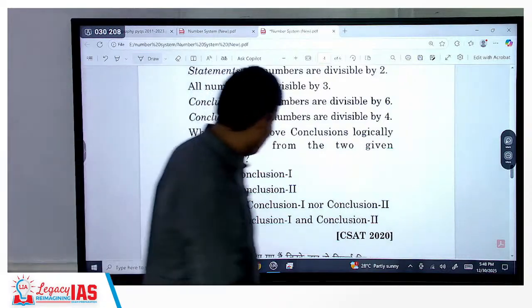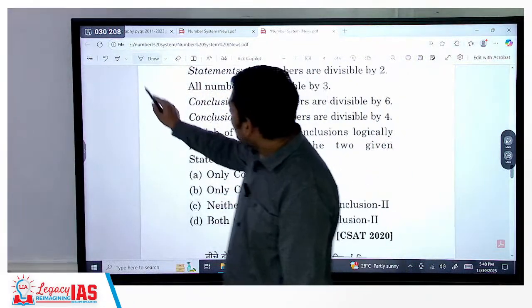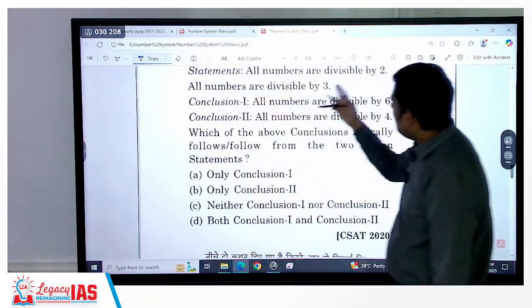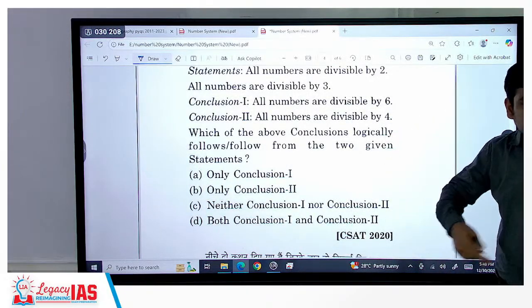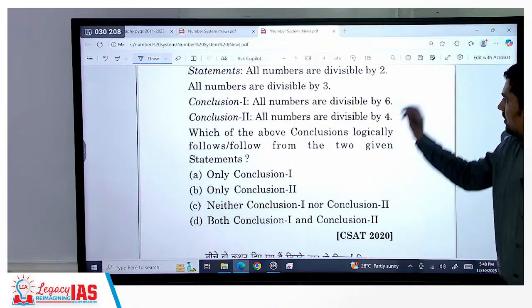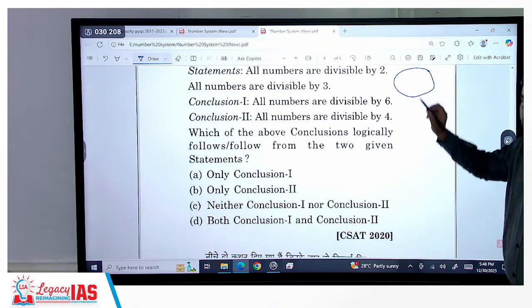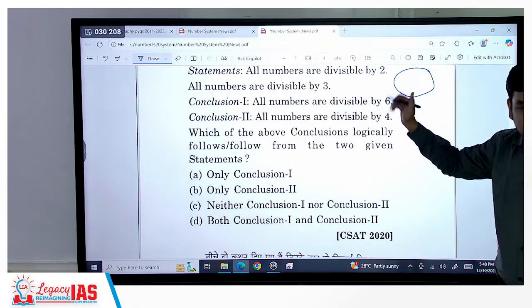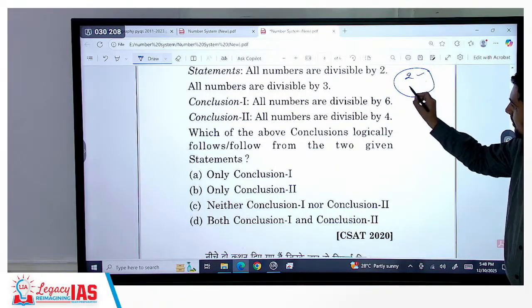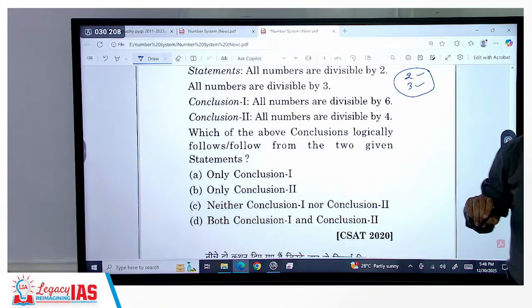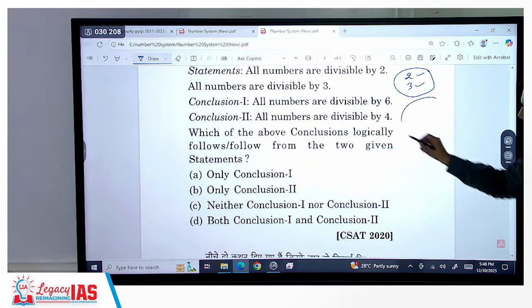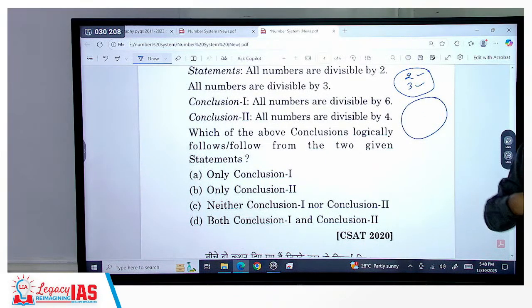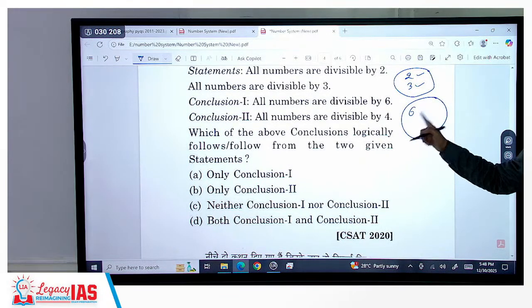Okay. So let's see what it says. Statement is all numbers are divisible by 2, all numbers are divisible by 3. So it is talking about its own set. So this is a set of numbers. In this world, all numbers are divisible by 2 also and 3 also. What kind of numbers will it have? That is divisible by 2 also, 3 also? Wouldn't it have 6 divisible by 2 also, 3 also?